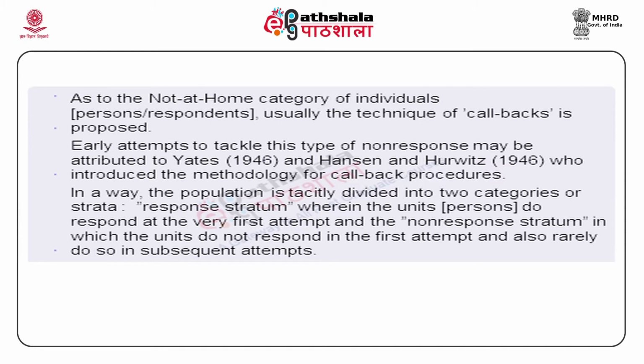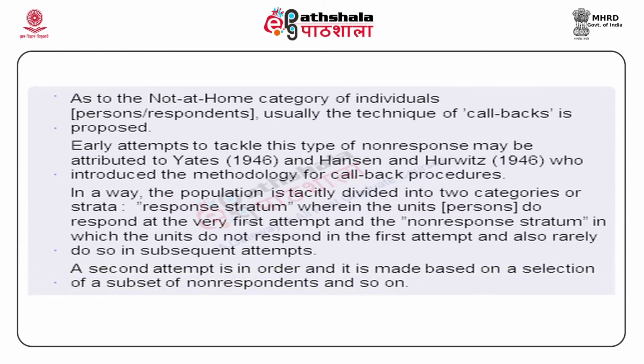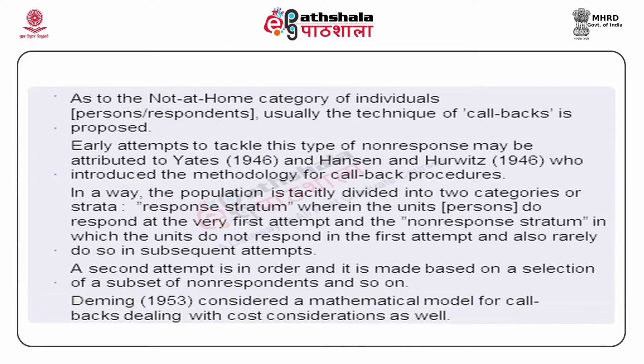Even if they are available, they may not feel like cooperating, and if they are not available in the second attempt, you get them, but still they are reluctant to give information. A second attempt is in order and it is made based on a selection of a subset of the non-respondents. The first time you go, there are certain non-respondents, you make a subset selection, make a second attempt and so on. Deming considered a mathematical model for callbacks dealing with cost consideration as well. You see, all these are 60, 70, 80 years old studies.